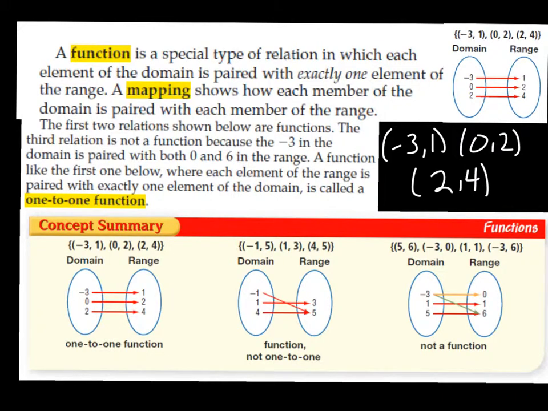The first two relations shown below are functions. We can pair them right across. If I know x is -1, I know you want a 5 for y. If you give me a 1, I know you want a 3. If you give me a 4, I know you want a 5.